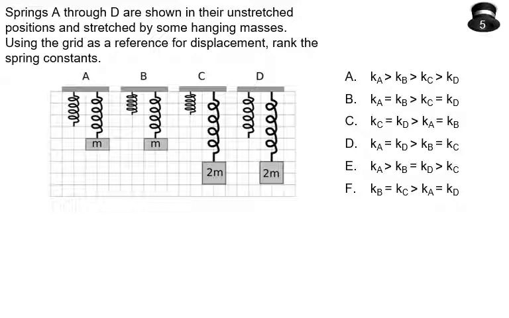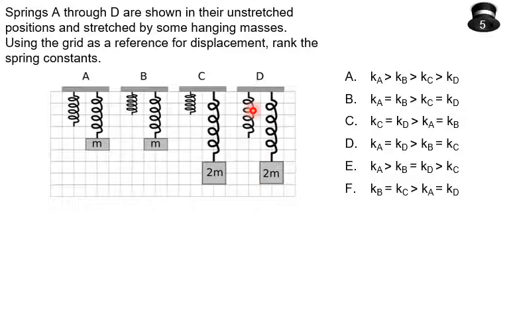Okay, so on to the question. So we have different systems here. We have different springs. So we have spring A, B, C, and D. They are all first shown in their unstretched position. So for instance, this is spring A in its unstretched position, B unstretched, C unstretched, D unstretched.